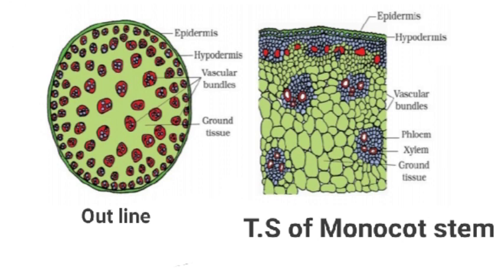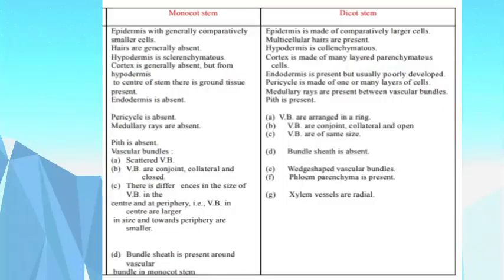See, the next diagram is the outline or ground plan of the transverse section of monocot stem. For your better understanding, let's check these diagrams carefully. Here, the very important thing is the differences between monocot stem and dicot stem. Coming to epidermis, the epidermis of monocot stem is generally composed of comparatively smaller cells, but in dicot stem, epidermal cells are large cells.